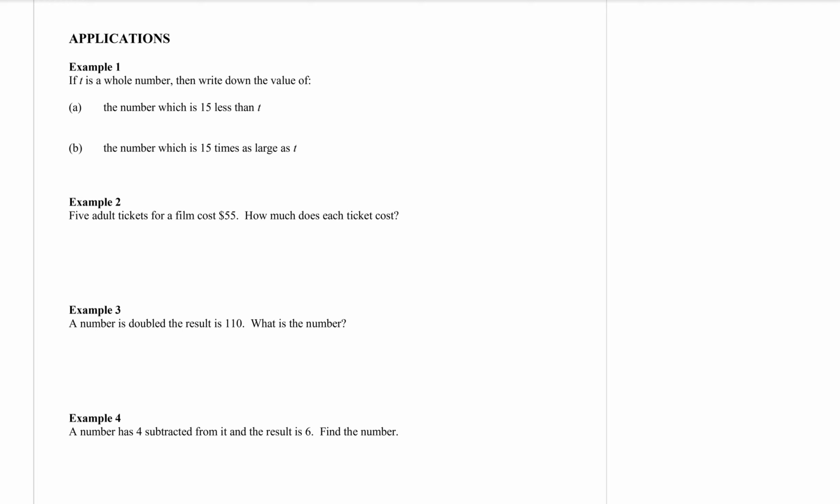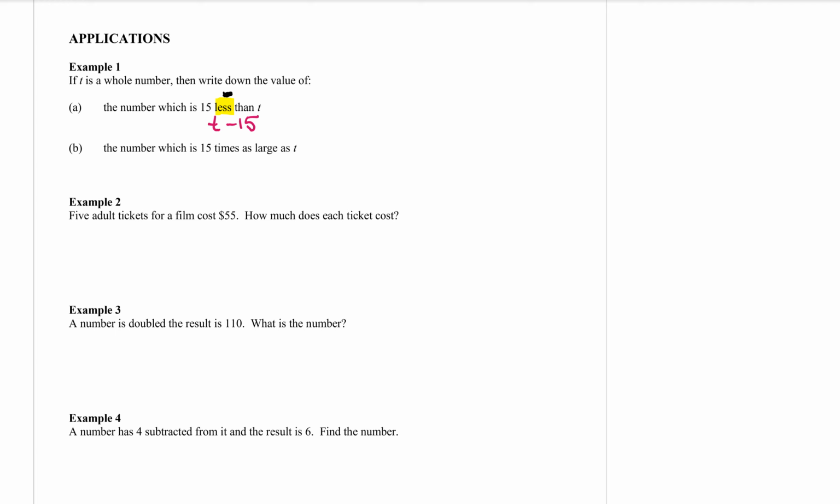If t is a whole number, then we want to write down the value of the number which is 15 less than t. Now that word less means that I want to subtract something. But the order that it is written in looks like 15 take away t. That would mean that I'm starting with 15 and I want to have t less than that. But that's not the way it's worded. It actually says that I want 15 less. 15 is the one that we need to subtract. So that means we start with the t, and 15 less means I want to subtract 15.